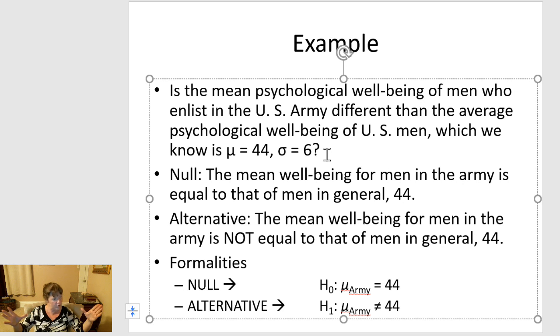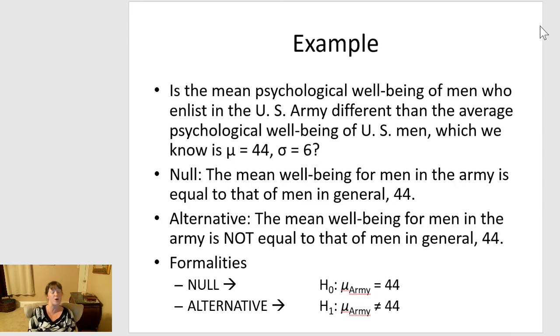And I know that in general, in the United States, the average amount of well-being is 44. That's the average, with a standard deviation of 6. Sigma equals 6. But then I'm curious if being in the Army is going to have some effect on that well-being. I think that being in the Army is changing men's well-being. And I would be interested in discovering that being in the Army improves well-being. And I would be equally interested in discovering that being in the Army hurts well-being.